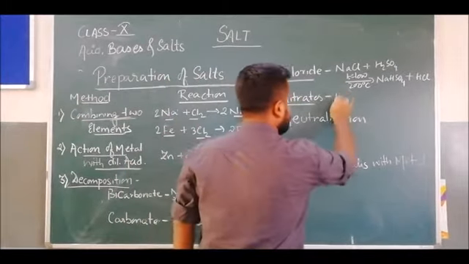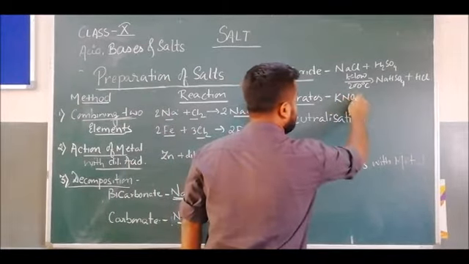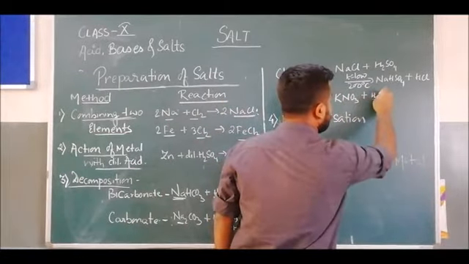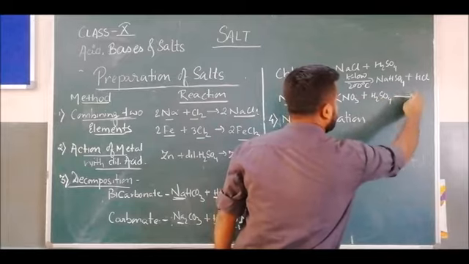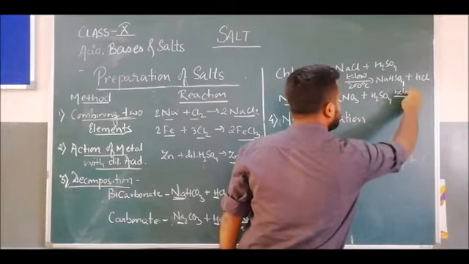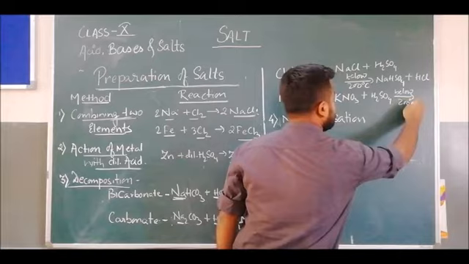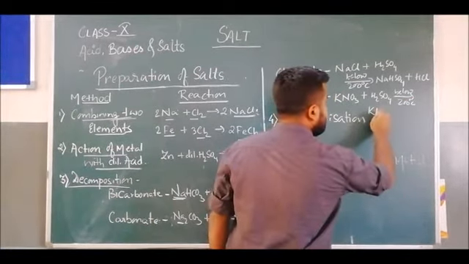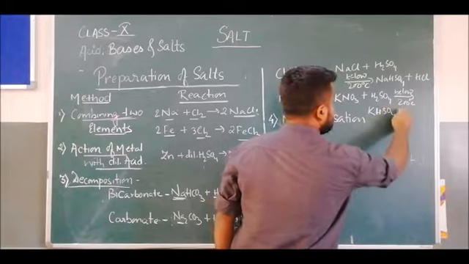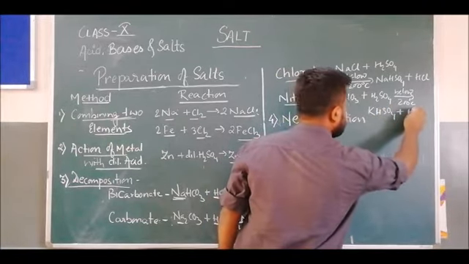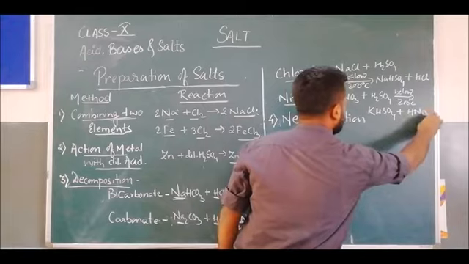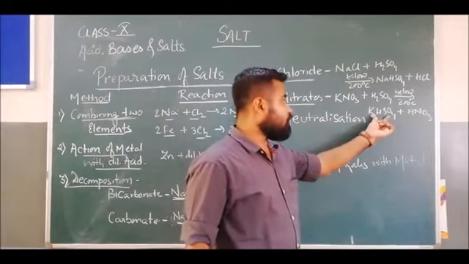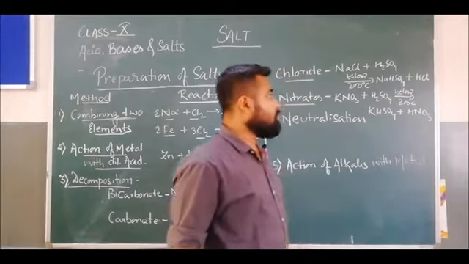Similarly, if a nitrate, KNO3, is there, and we treat it with sulfuric acid, H2SO4, it is the same reaction, and the condition is the same, below 200 degrees centigrade. Here also the product we get is KHSO4 plus HNO3. So here also we get a salt, that is KHSO4, plus HNO3 as a byproduct.